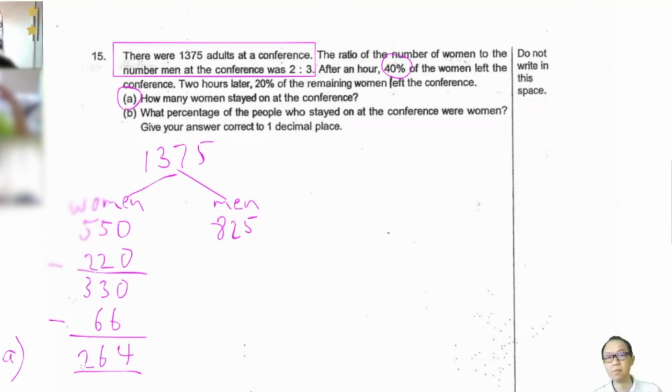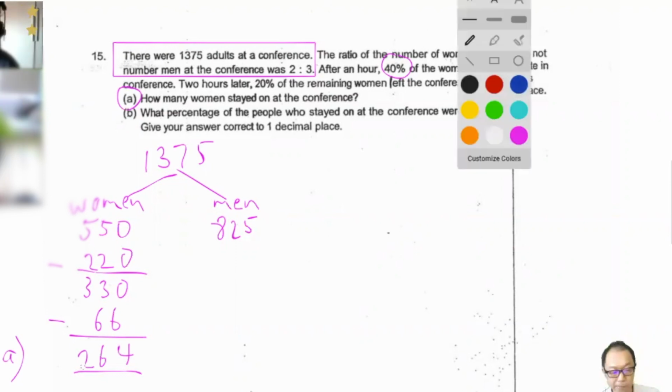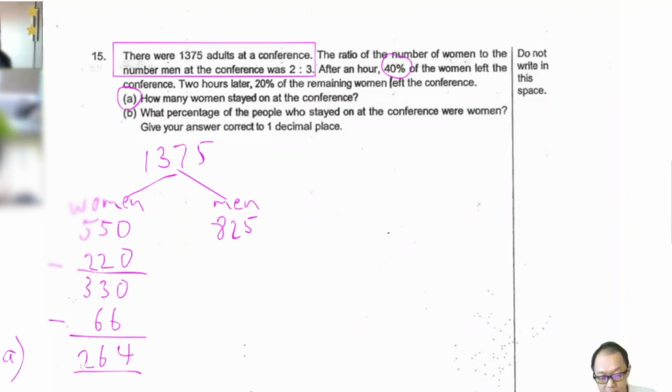Now to answer part B, I'm going to use blue. What percentage of the people who stayed were women? So we have 264 left. Now, did any men leave the conference? Did any man leave the conference? No, right? They stayed throughout the entire conference.